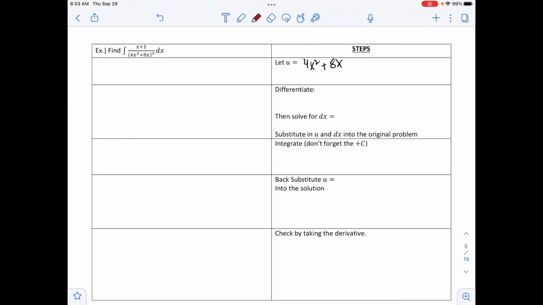And again, that is in the parentheses, but in the denominator. And then we're going to take the derivative of u with respect to x, so du/dx is going to equal 8x plus 8. From here, I'm going to multiply both sides again by that dx, and I'm also going to factor out the 8. So I have du equals 8 times (x plus 1) times dx, and again, we got that by multiplying both sides by that dx.